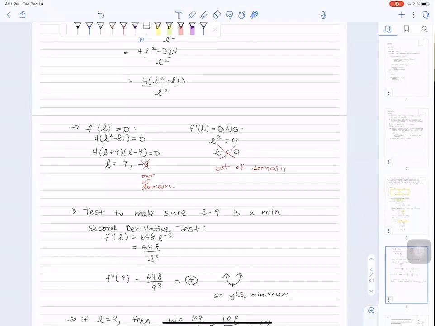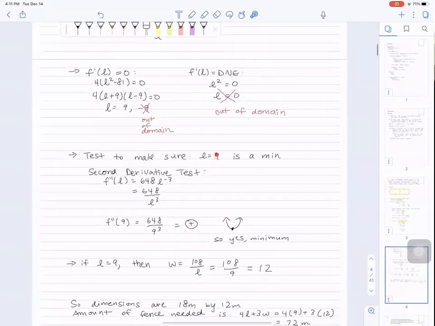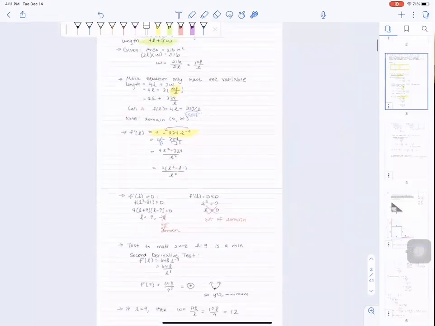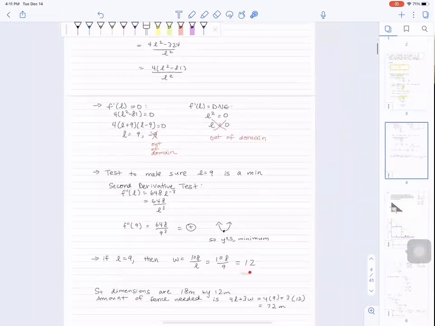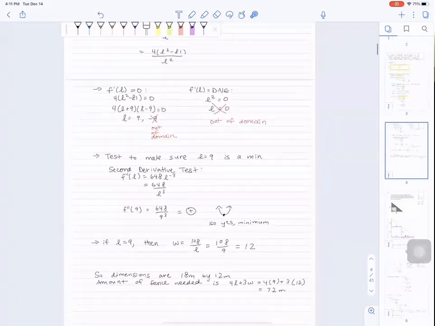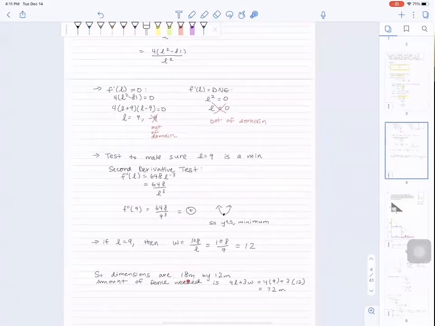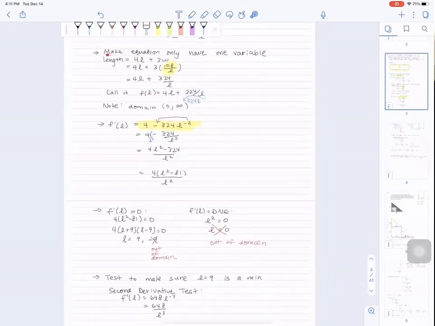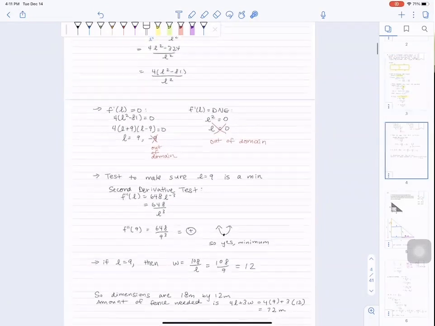So the dimensions that would give us the least amount of fence is having a length equal to 9. What does that mean for W? We said our W was 108 over L. So 108 over 9 is 12. So the dimensions of the fence will be 18 meters by 12 meters. And the total amount of fence needed is, what did we say the length of our fence was? It was 4L plus 3W. We now know what L and W are. So we plug those in and we get 72.